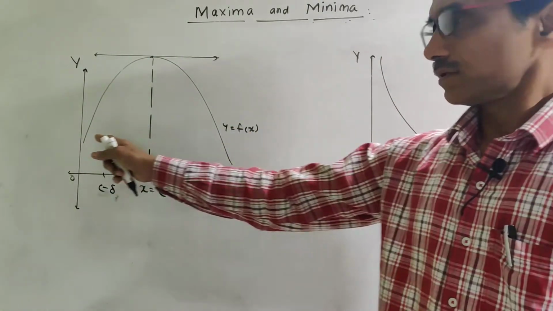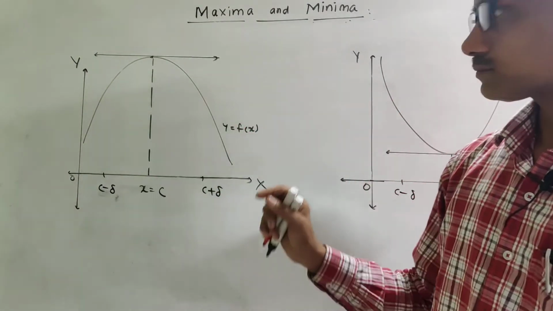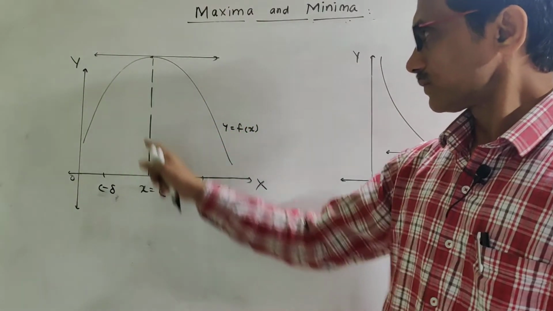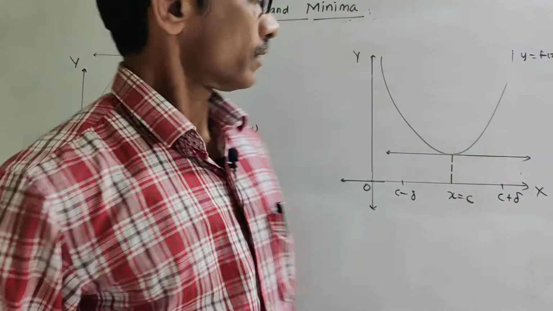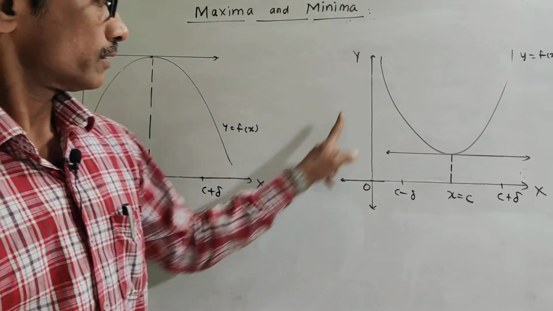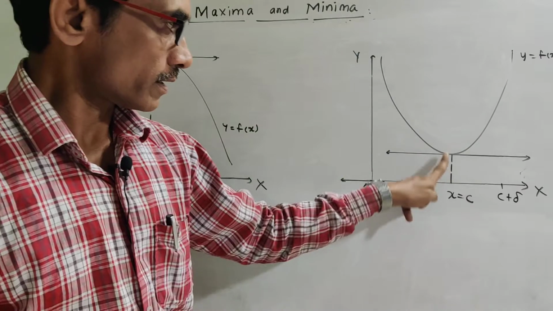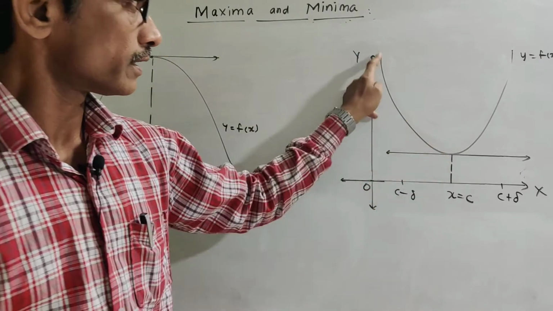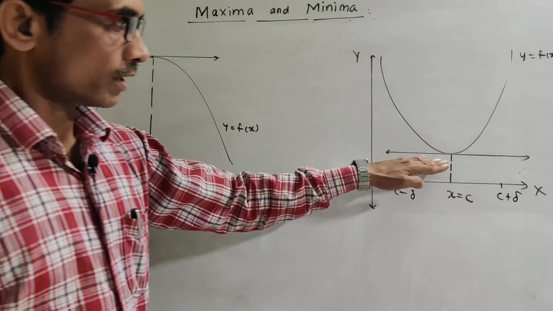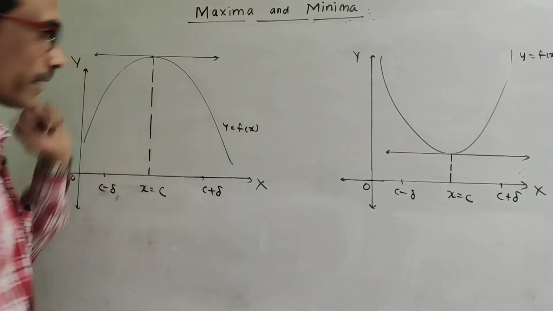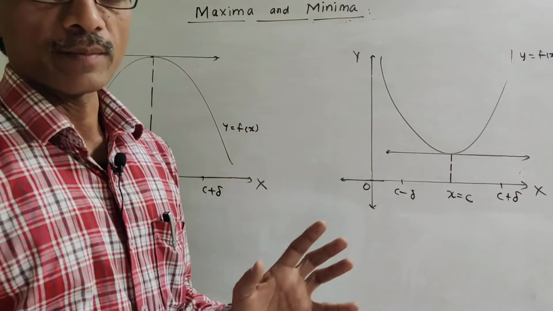See here, the graph of function y is equal to f(x). Here you will observe that at this point the function attains the highest value. Look at another graph of this function y is equal to f(x). You will observe that at x is equal to c the function attains the lowest value. So this is the minimum value of the function, and this is the maximum value of the function. We are going to see here only local minima and local maxima.